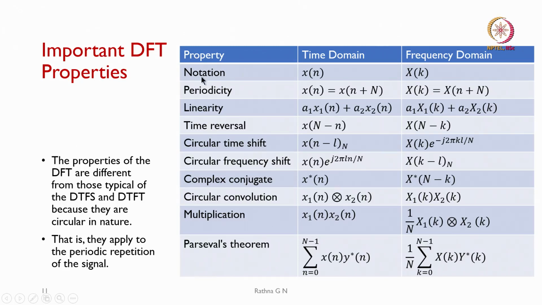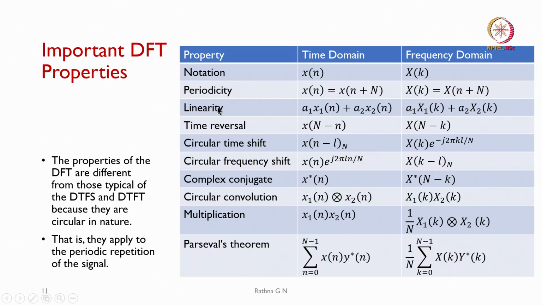So, the first one is your notation. The time domain is represented as x of n, and the frequency domain we represent as x of k. The next one is periodicity. So, x of n is equal to x of n plus capital N, which is nothing but x of n itself, which is equivalent to x of k plus N in the frequency domain.